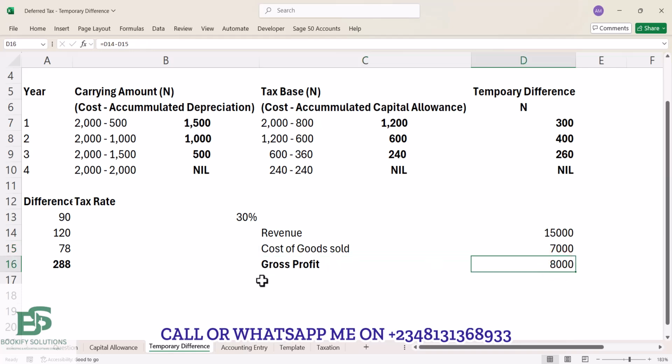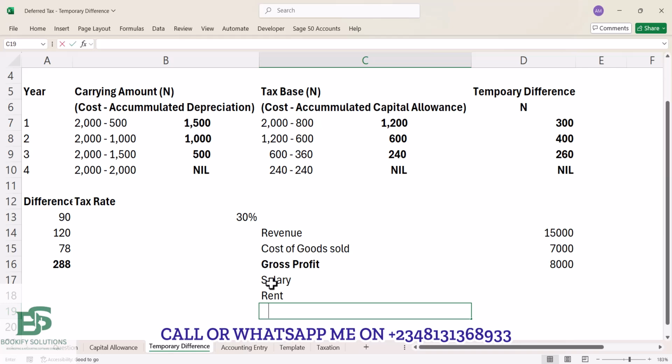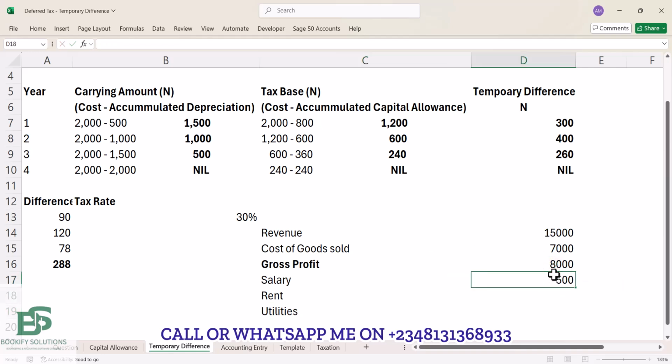They say, okay, you have some small things you do, like paying salary for the staff who work for you, or the shop you use, you pay rent for it. Light, you pay for light and water. So all these things, they call them utilities. So let's say here is 500, here is 600, here is 800.